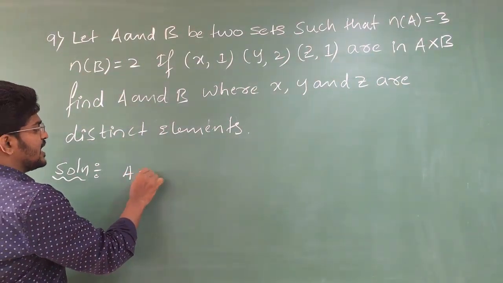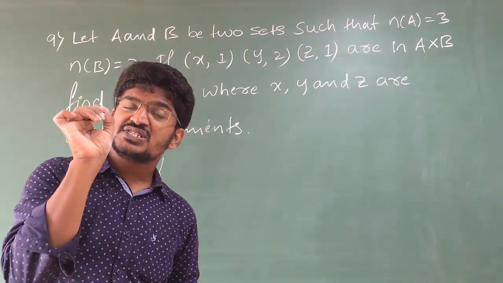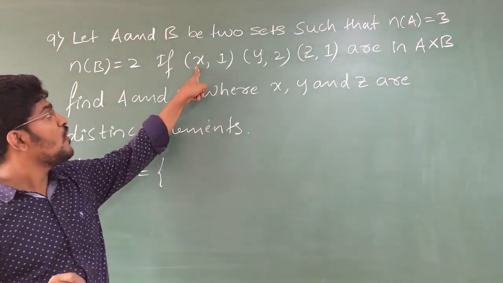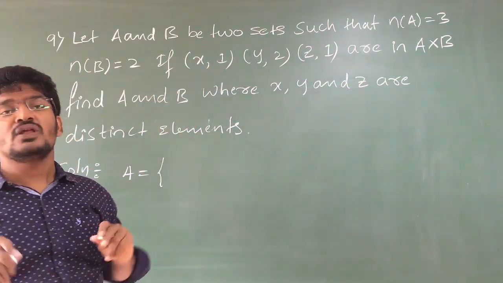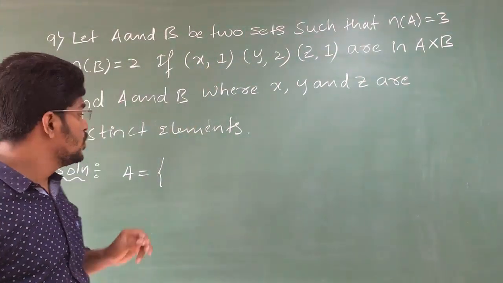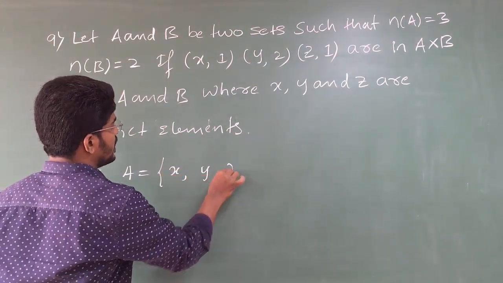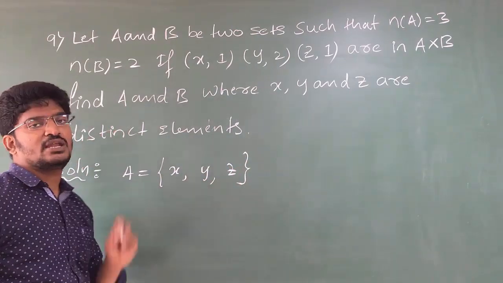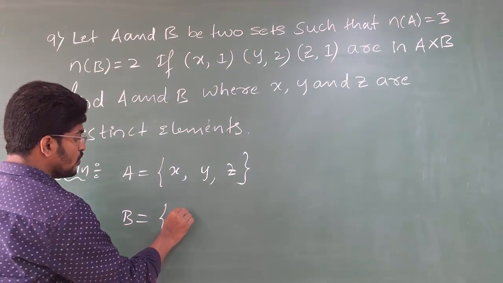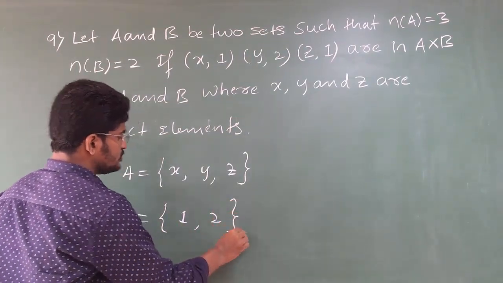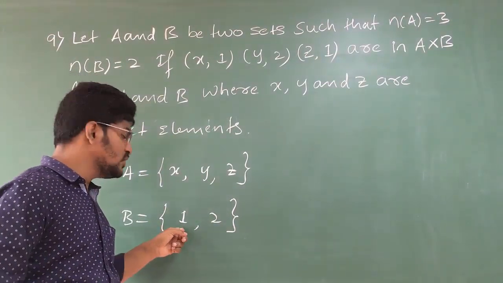So first I will write elements in A. How to write elements in A? The first element of your ordered pair will be from set A. Second element will be from your set B. So in A, what all you are going to have? x, y and z. See, 3 elements you have. In B, what elements are you going to have? 1, 2. Clear? Don't repeat 1 again because 1 is already written. So you can write it only one time in the set.